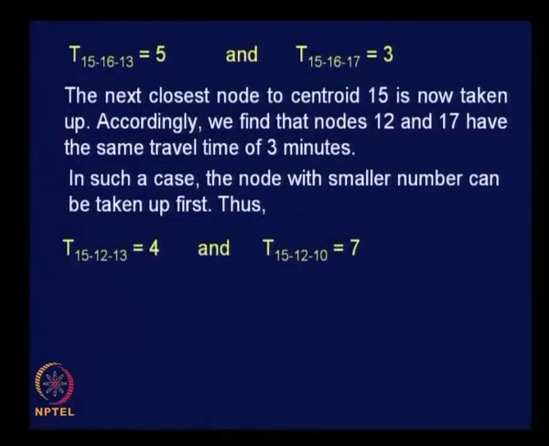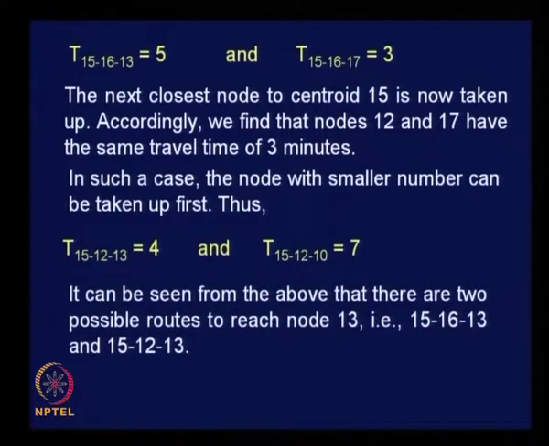So we find out the cumulative travel time from 15 to 12 and then to 13. 12 is connected to 13 and it is 4 minutes, and T 15, 12, 10, because 12 is also connected to 10, and we have 7 minutes as the cumulative travel time. And it can be seen from the above that there are 2 possible routes to reach node 13. They are 15, 16, 13 and 15, 12, 13. So we can reach 13 by 2 alternative routes.